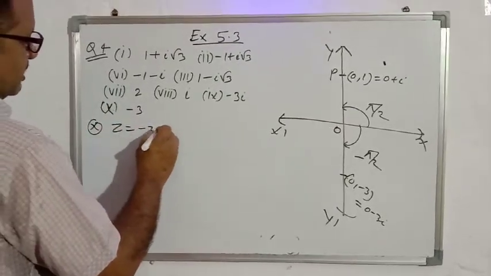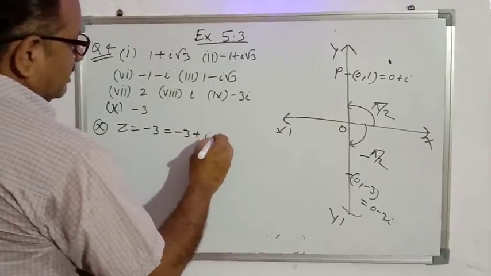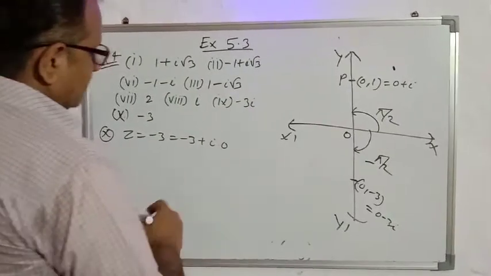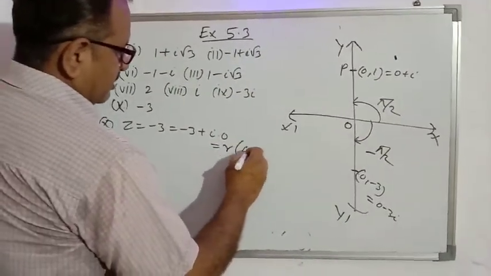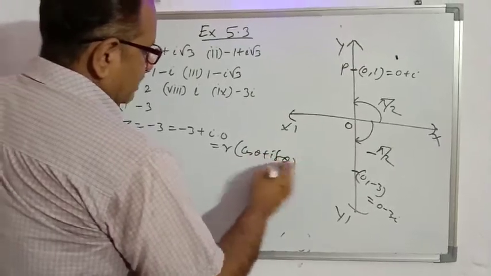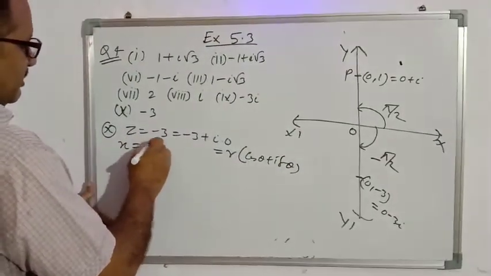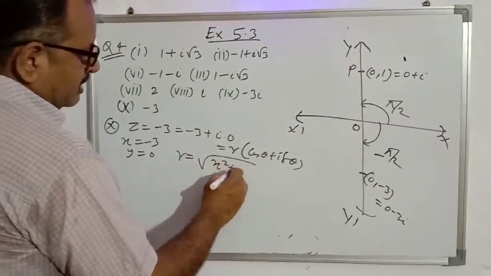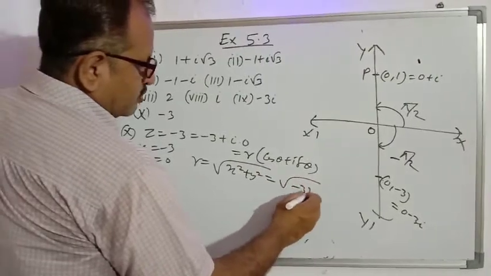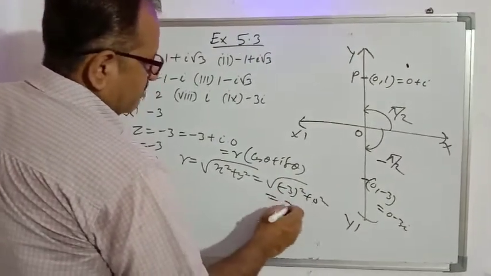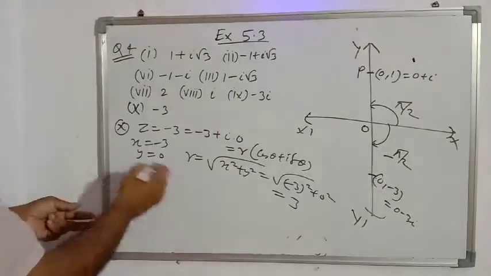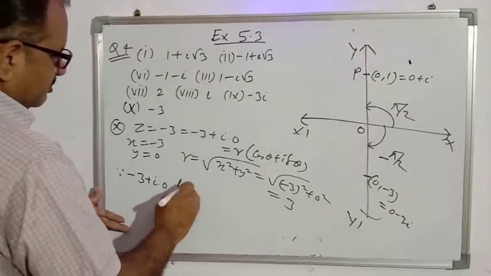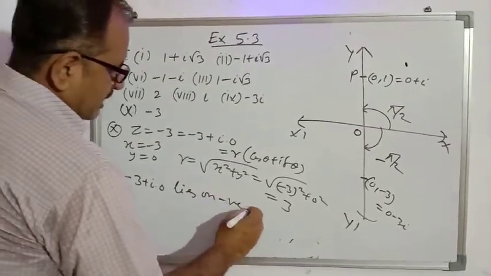Z is equal to minus 3. We can write it minus 3 plus I into 0. It is purely real but lies in the negative direction of x-axis. So again we will take it r cos theta plus I sin theta. What is x here? Minus 3. And what is y? 0. R will be under root x square plus y square. So minus 3 square plus 0 square, it will come 3.